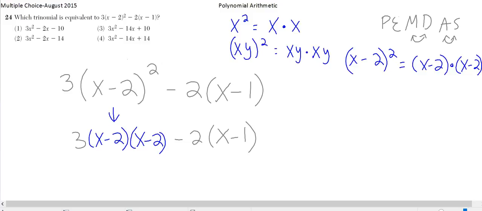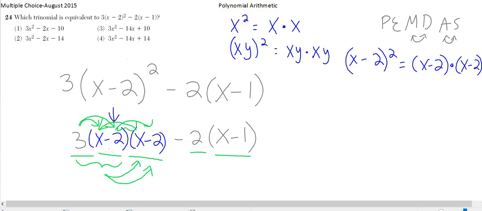What multiplication do we have here? We have a 3 being multiplied by a binomial, then we have a 2 being multiplied by a binomial. Since order doesn't matter in multiplication, we could either multiply the 3 times the x and the minus 2, and then multiply whatever we get by the x and the minus 2. Or we could first FOIL the x minus 2 times x minus 2. Let's first do the FOIL.